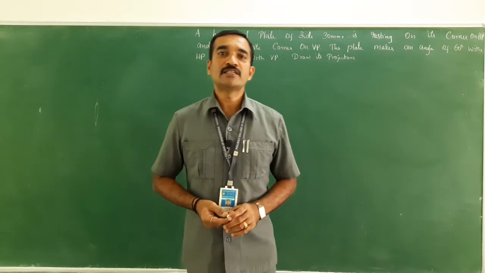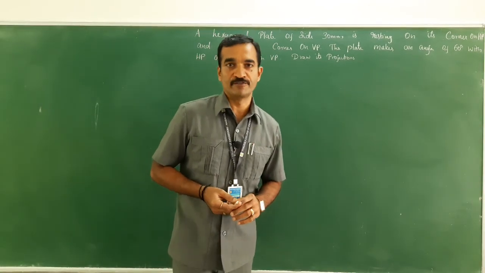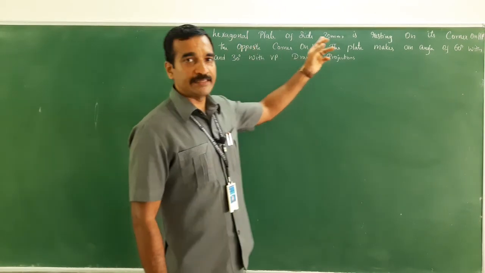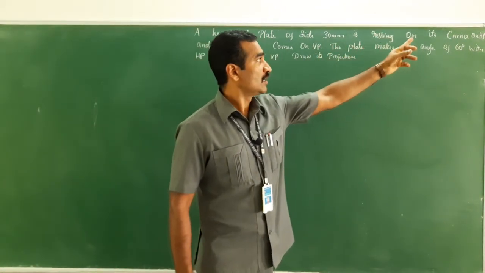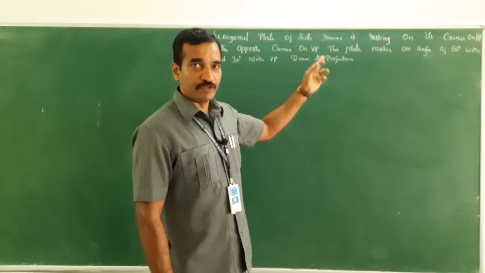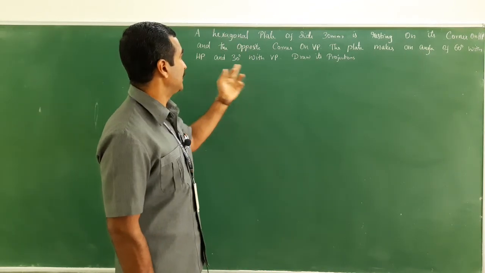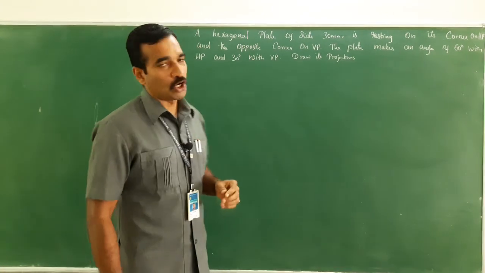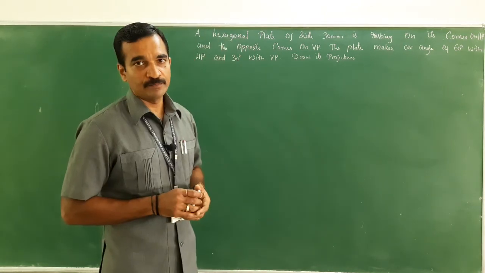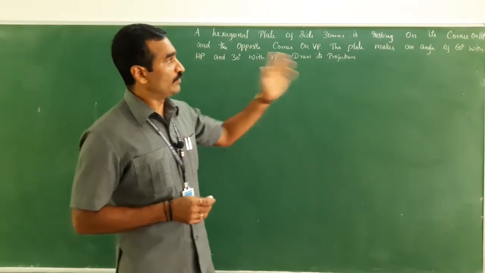Very good morning, students. For this lecturing video session, I am going to solve a problem from the projections of plane surfaces. Let me just read out the question. A hexagonal plate of side 30 mm is resting on its corner on HP and the opposite corner on VP. The plate makes an angle of 60 degree with HP and 30 degree with VP. Draw its projections.